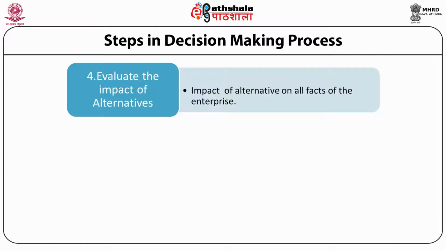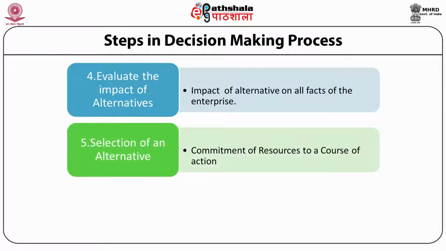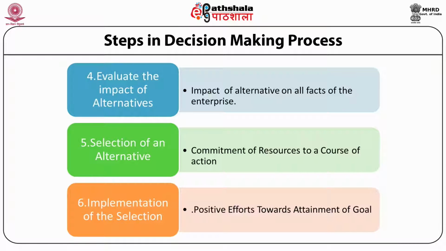The fifth step would be selection of an alternative course of action after the various alternatives have been identified and evaluated. The selection of an alternative encompasses commitment of resources to the chosen course of action. Then the sixth would be implementation of the selection. This is providing positive efforts towards the attainment of the organizational goals. So now, dear students, you know that there are six steps which should be followed for effective decision making.